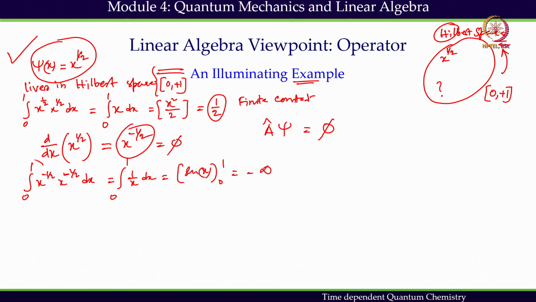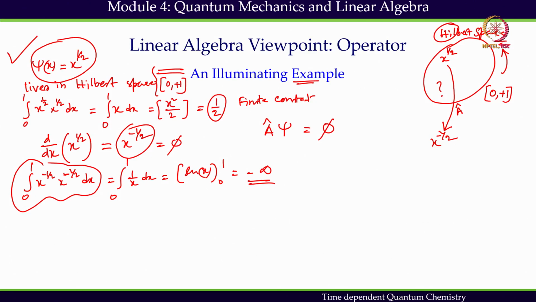Whenever this integral goes to minus infinity or plus infinity, we cannot say that this wave function is living in Hilbert space. So, what is going on? I had a wave function which was happily living in Hilbert space, an operator acted on it, and it made the function go out of Hilbert space. That function cannot stay in the same Hilbert space anymore.